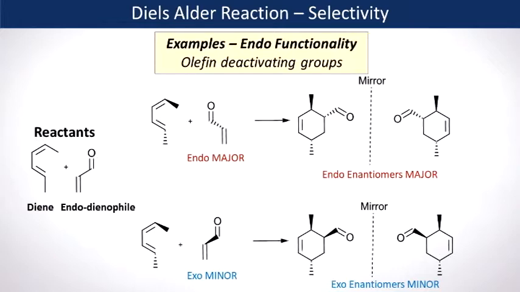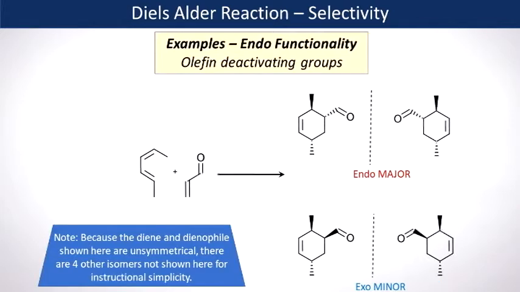So essentially, when we carry out Diels-Alder reactions, we must always consider the possibility of enantiomers. And again, if the diene and dienophile are unsymmetrical, then we will get other isomers as well.